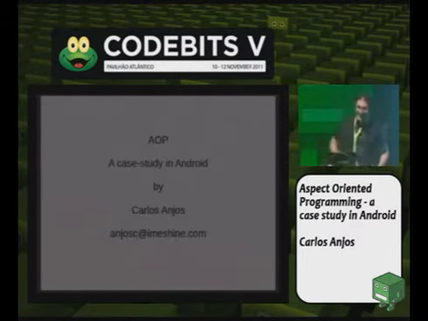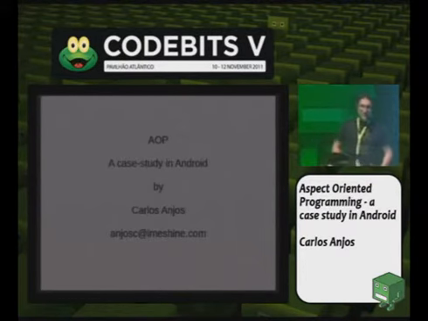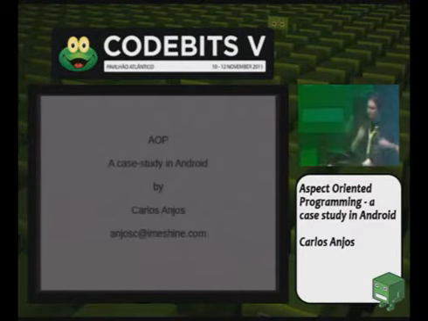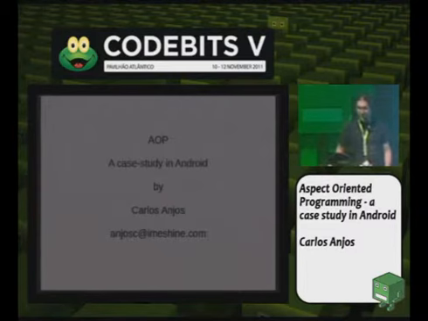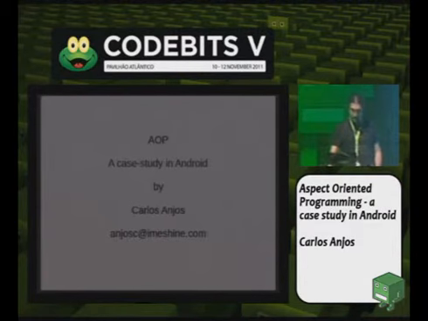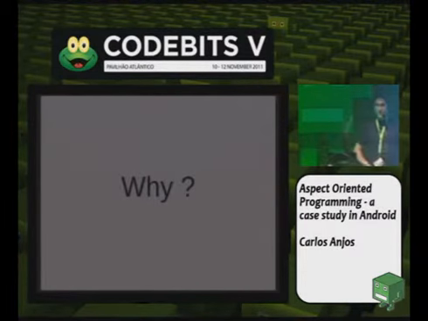Just kidding. So, this will be a talk about aspect-oriented programming, and the reason this is about Android is mainly because I've been working with Android for the last 2 years. So it's what I'm comfortable with right now. And first, why are we using aspect-oriented programming with Android?